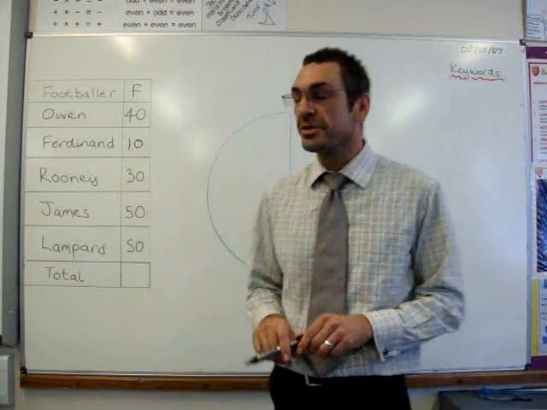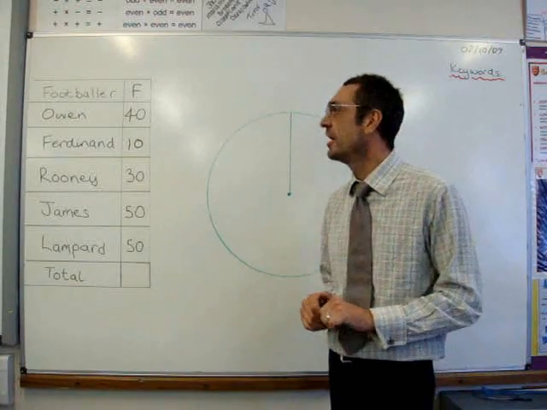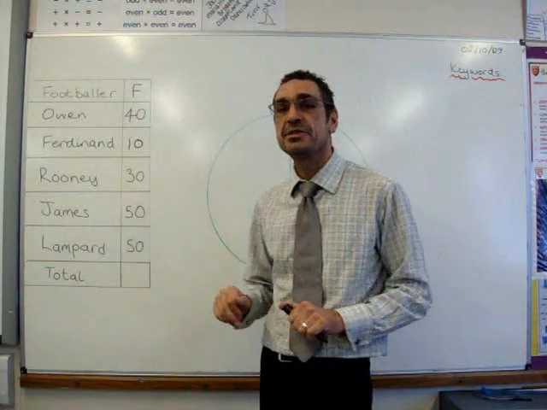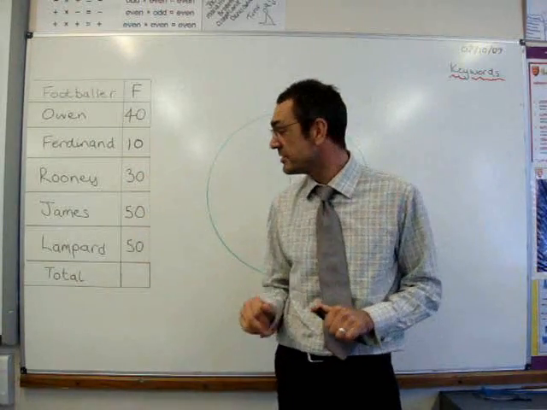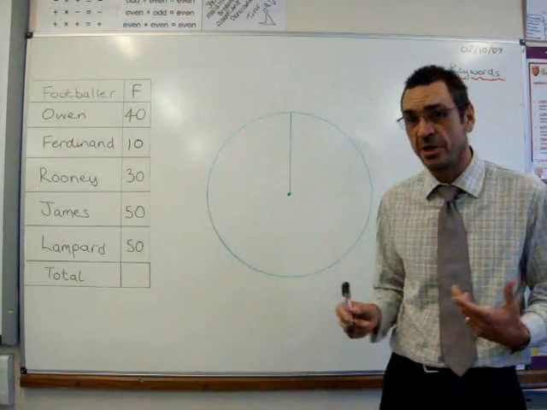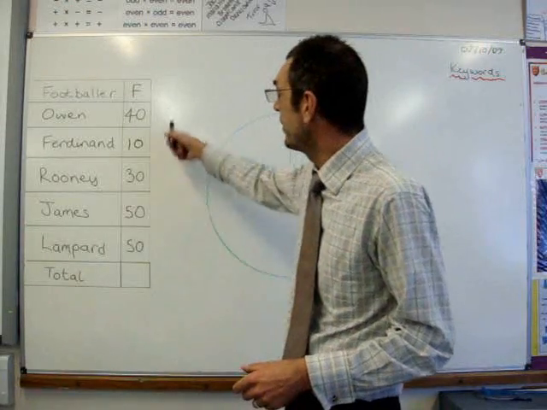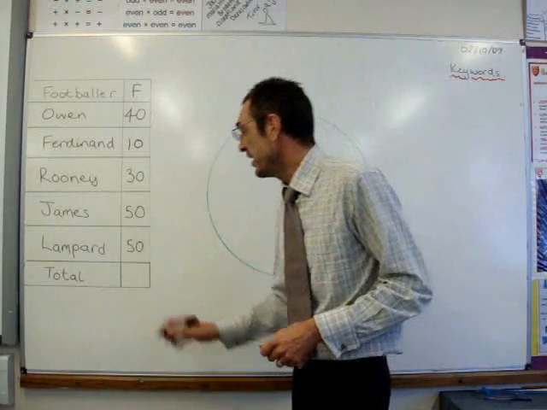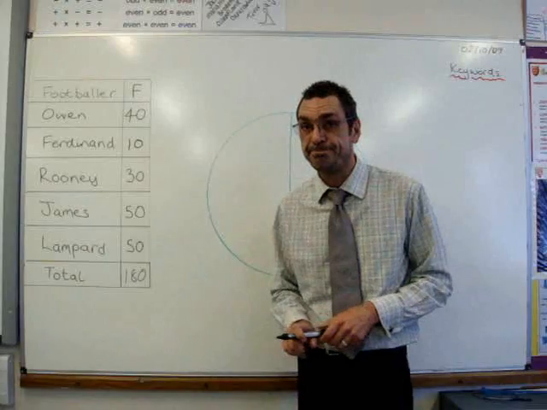Okay, so our data at the moment, a survey about our favourite footballer in the England setup. So, we had Owen, came in with 40 votes, Ferdinand had 10 votes, Rooney 30 votes, David James 50 votes, and Lampard 50 votes as well. So first thing we have to do is put these all together and find out what our total number of votes was. So I've added all these up, 40 and 10 is 50, plus 30 gives you 80, and 100 gives you 180 votes altogether, yeah?